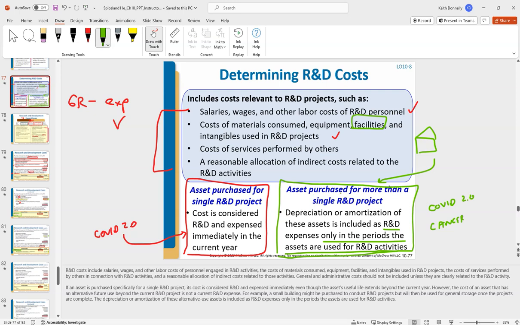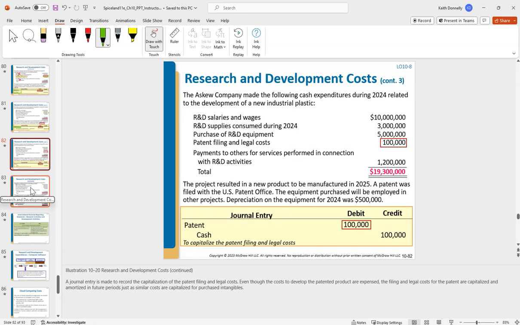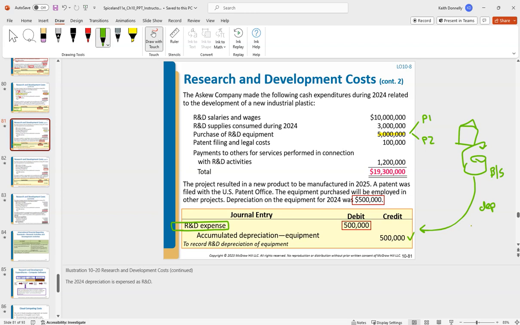If we go back to it, for an asset purchase for more than a single project, depreciation or amortization is going to be R&D expense, which we just saw, but only in the period the assets are used for the R&D activities. So that was this guy right here, depreciation expense, but only in the period it was used in the activities.